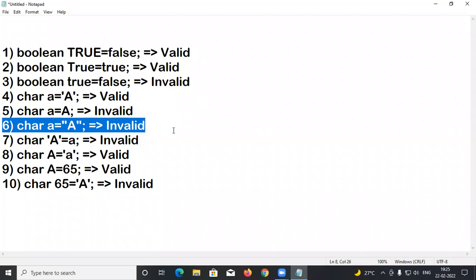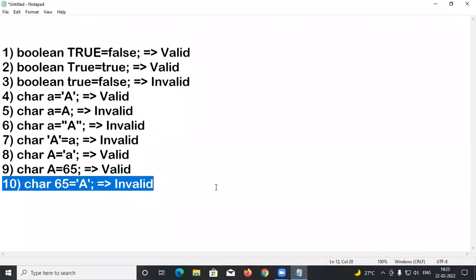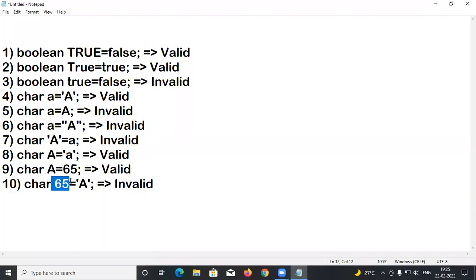Why is the sixth one not valid? Same rule, but I gave double quotes. That's why not valid. Why is the seventh one not valid? Here it is the identifier rule. According to the identifier rule, you should not write single quotes. Only underscore and dollar are allowed. Other symbols are not allowed. Why is the 10th one not valid? An identifier must begin with an alphabet, underscore or dollar. You cannot write a digit. Note down these 10.